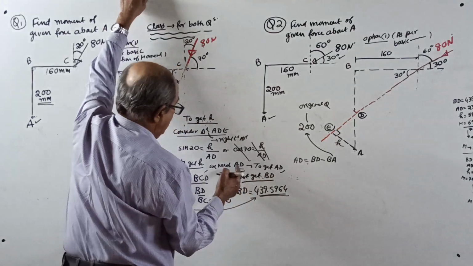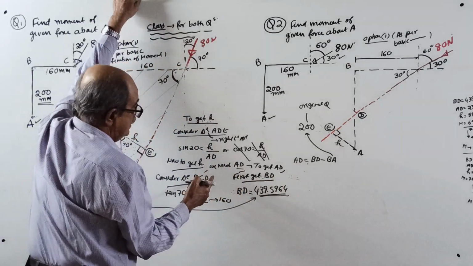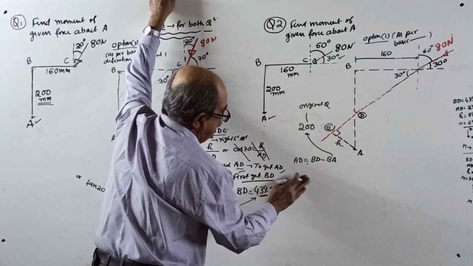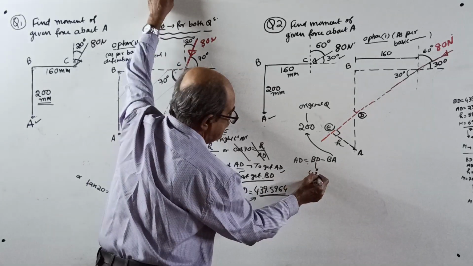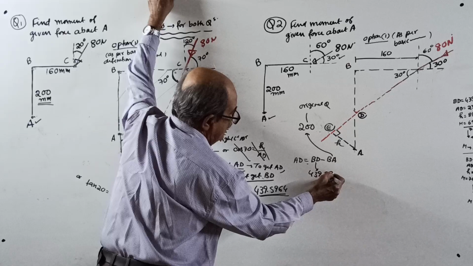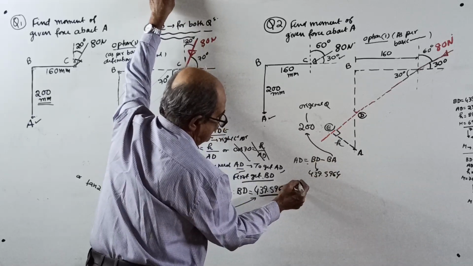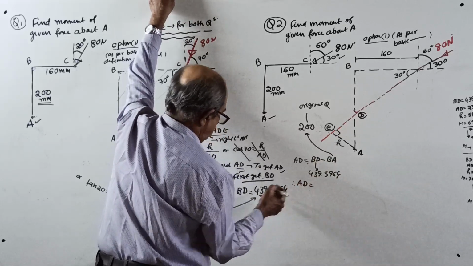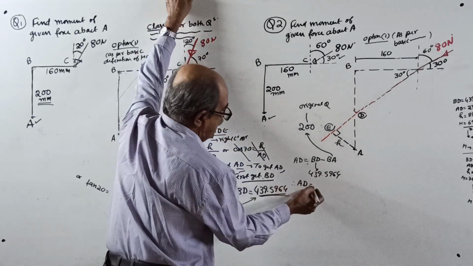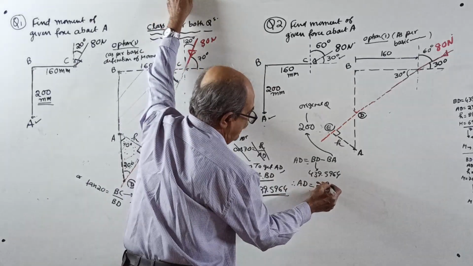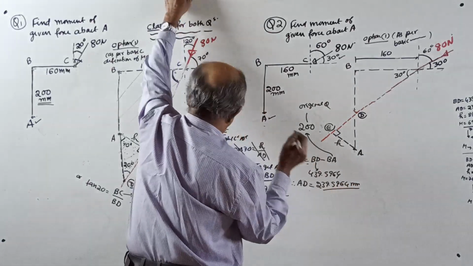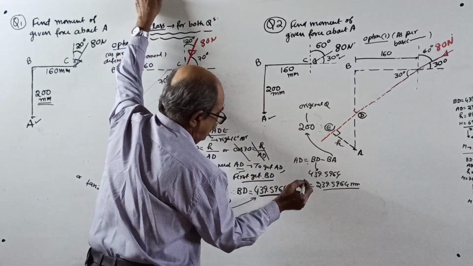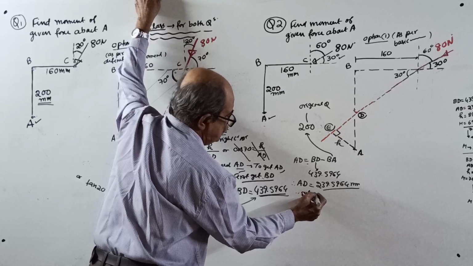What do you require? AD. BD, just now we got how much? 439.5964. Therefore, AD equal to BD minus 200, which is 239.5964 millimeter. Once you get AD, we substitute in the next equation.